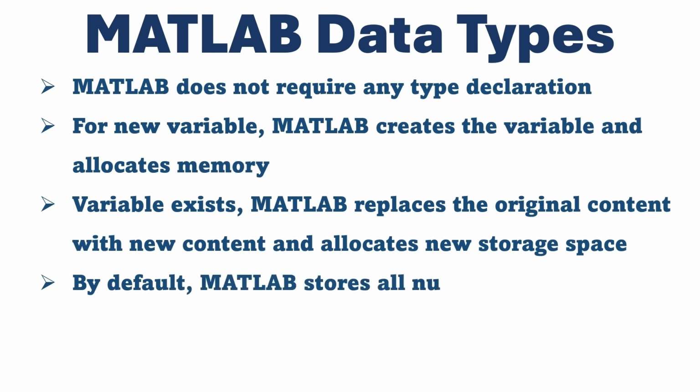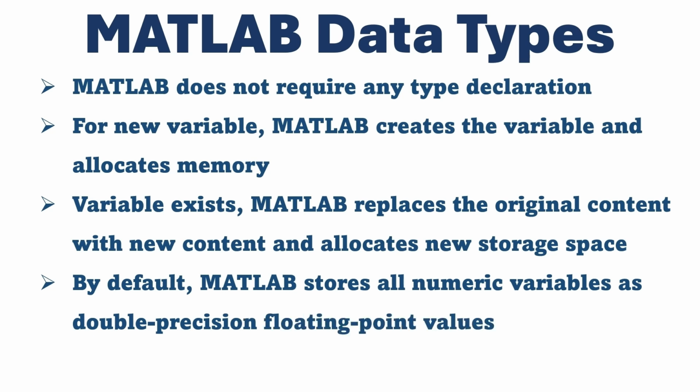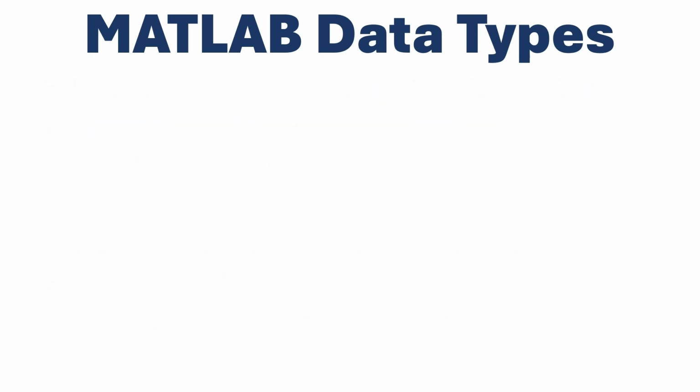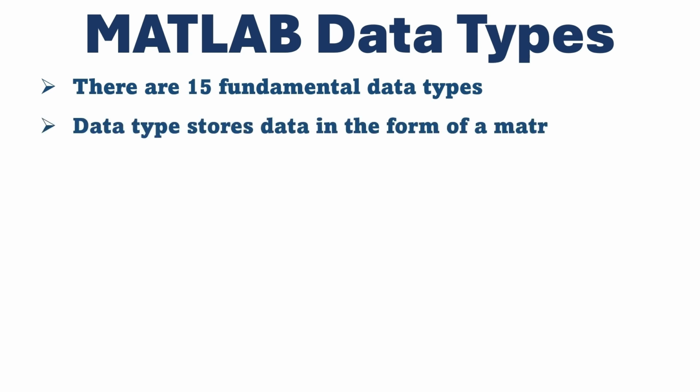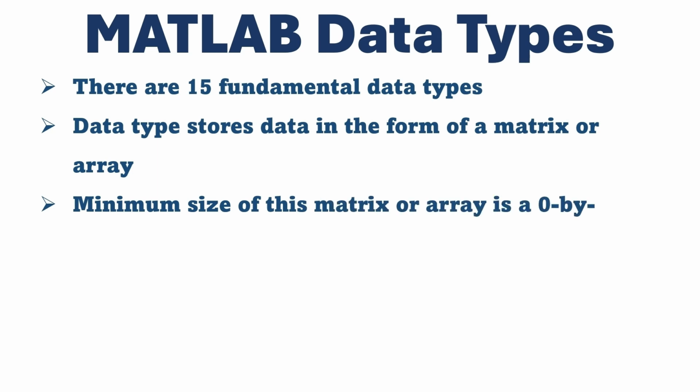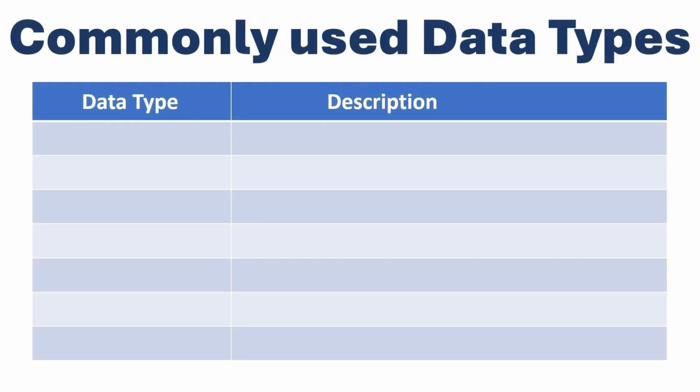By default, MATLAB stores all numeric variables as double precision floating point values. MATLAB provides 15 fundamental data types. Every data type stores the data in the form of a matrix or array. The size of this matrix or array is a minimum of 0 by 0, and this can grow up to a matrix or array of any size. And here are the commonly used data types in MATLAB.